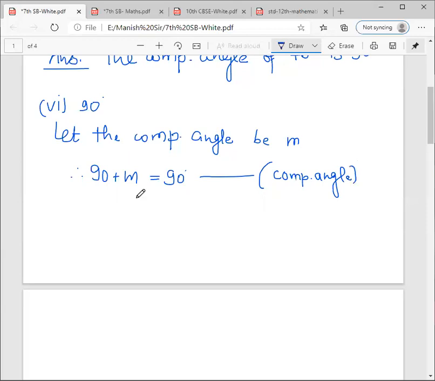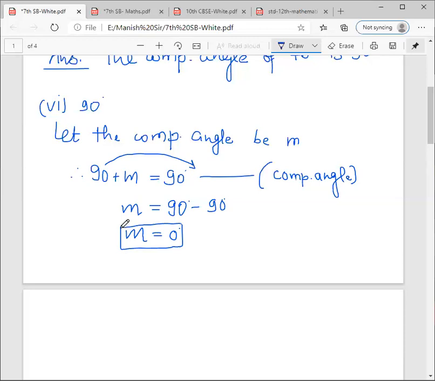Now, M is at the same place, and this 90 is also at the same place. If we talk about the left hand side 90°, when we take it to the right hand side, it becomes minus 90. What do we get at the end? Zero. 0°. Very good. We get a zero angle.